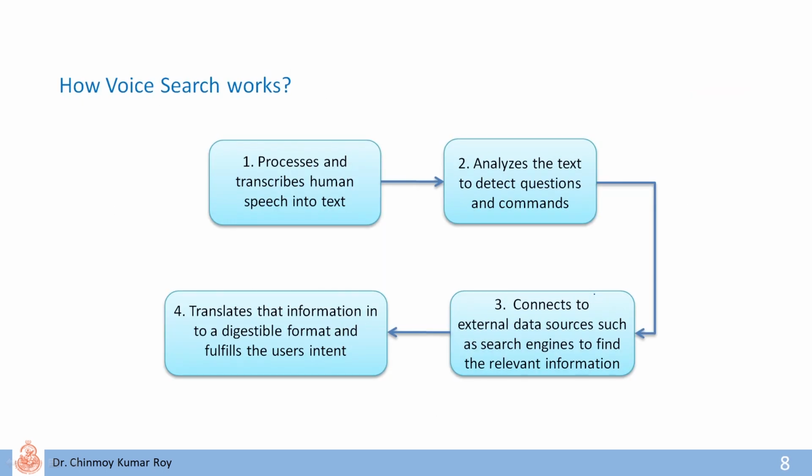So how do voice searches work? The first step is that it processes and transcribes human speech into text. When you speak something, it immediately converts it into text, and then it analyzes the text to detect the questions and commands. So it will analyze the text and try to identify what question or command is being given.